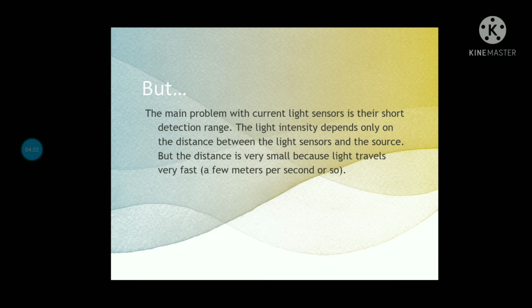But the main problem with the current light sensor is its short detection range. In the previous GIF images what you have seen, the man has to bring his hand very near to that particular sensor. So we can say it has a short detection range. The light intensity depends on the distance between the light sensor and the source, but the distance is very small because light travels very fast.